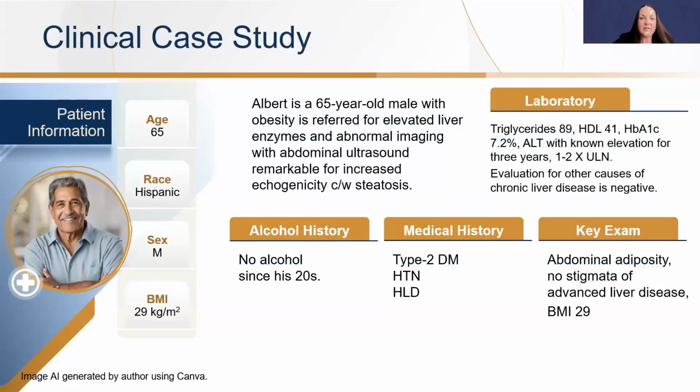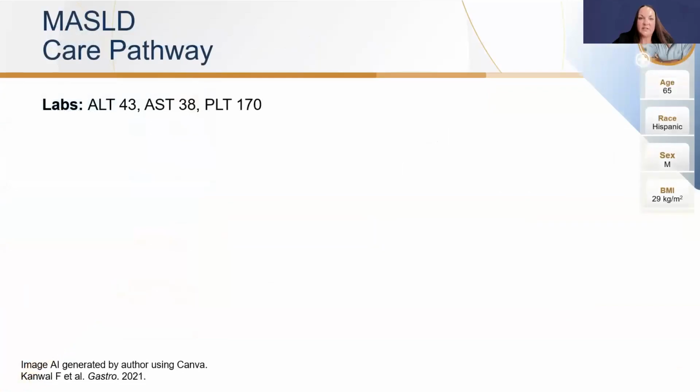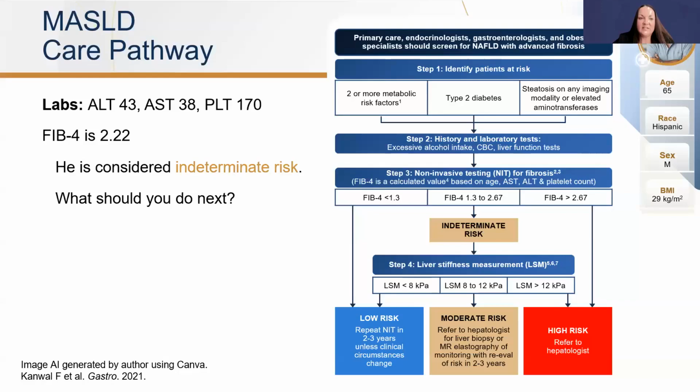So we'll go back to Albert here. Again, we diagnosed him with metabolic associated steatotic liver disease. Here are his lab values. He has a mildly elevated ALT. His AST is normal, platelets normal. His FIB4 score was 2.22, which was considered to be indeterminate. So what should we do next?